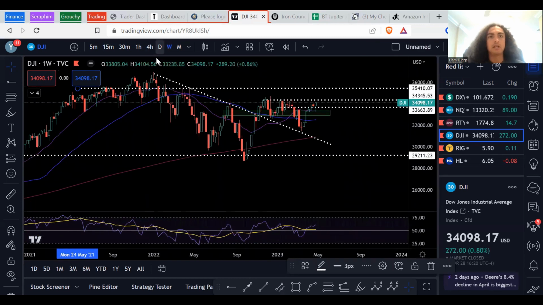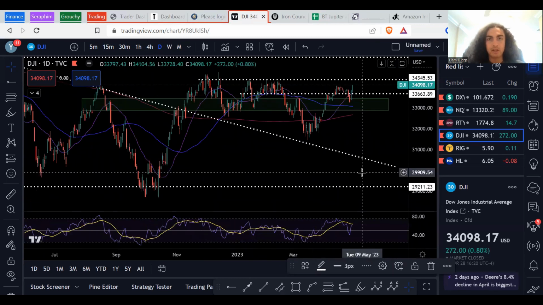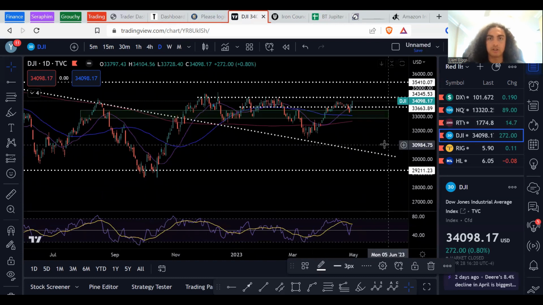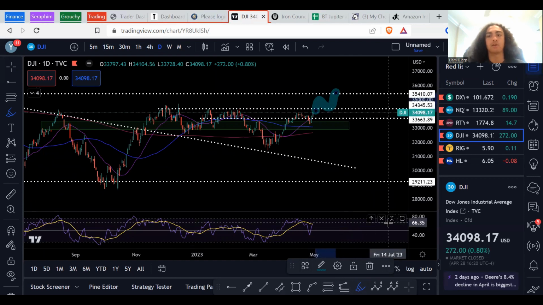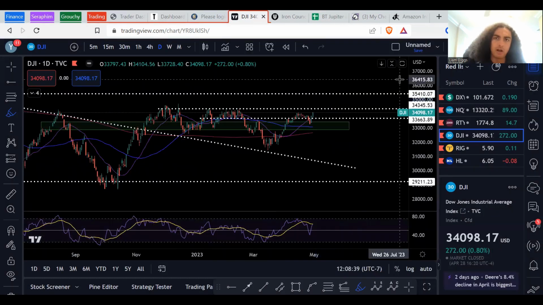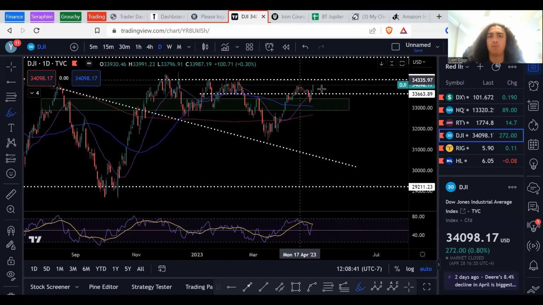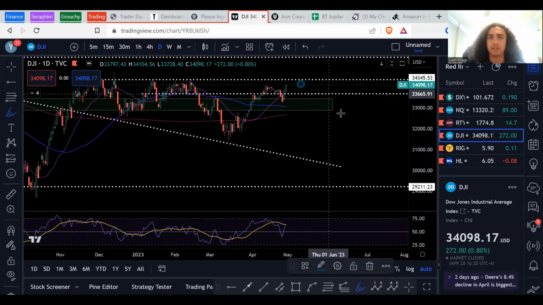So what I'd like to see going back to the daily time frame is close this out just a little bit. I would like to see price action break through this. I'd like to see a move up, a retest, and then a move back up to this resistance line at 35,410. That's what I'd be looking for. Can't really guarantee that would happen. We might just reject off of this resistance line.